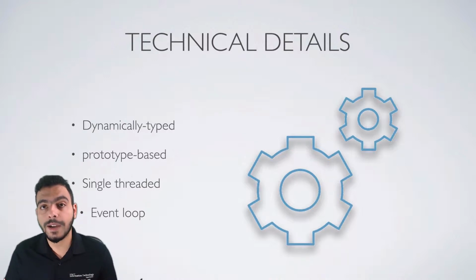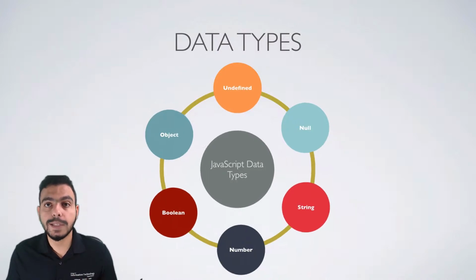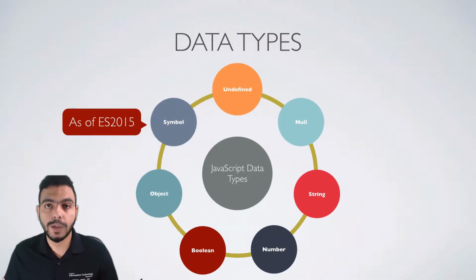And I know this may not sound really exciting, but it's really important that we go over this before we actually start digging deeper into the language. So JavaScript had 6 data types, but as of ES 2015, they included another one called symbol. Symbol is a way for us to assign unique variables. And according to the official JavaScript documentation, the only purpose for this data type is to be used as an identifier for object properties. We're not really going to cover this today.